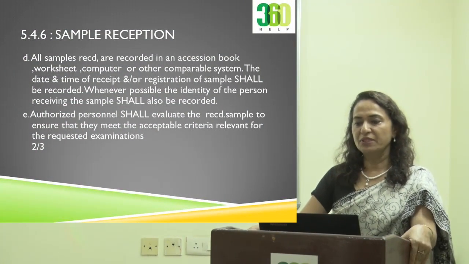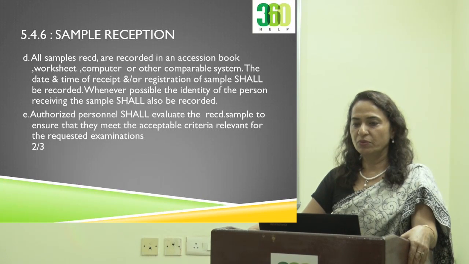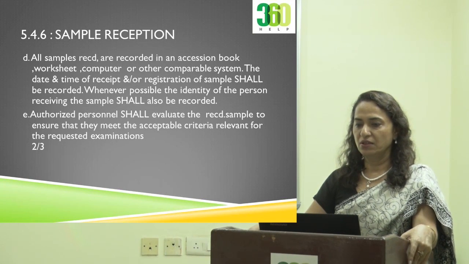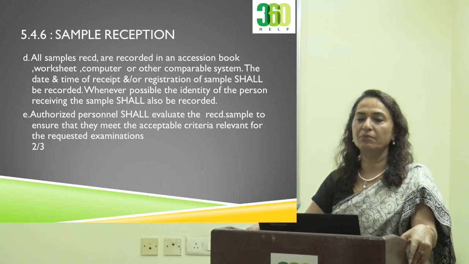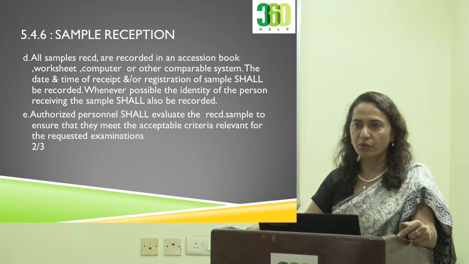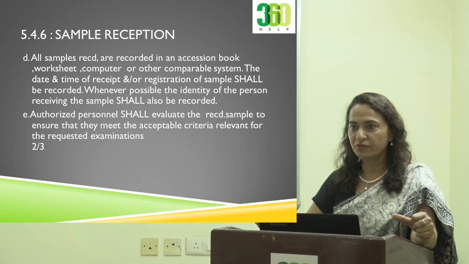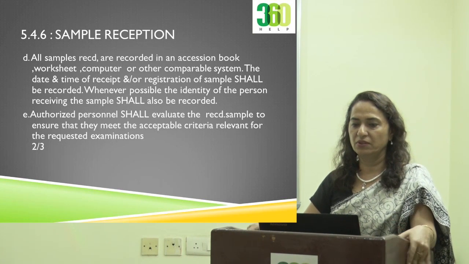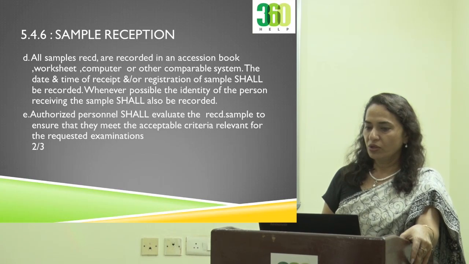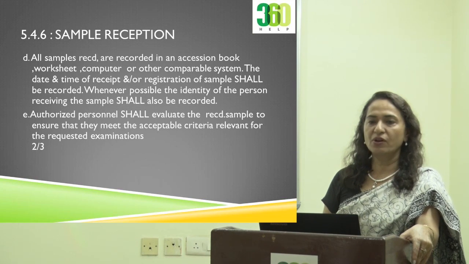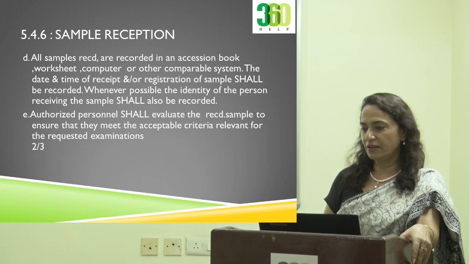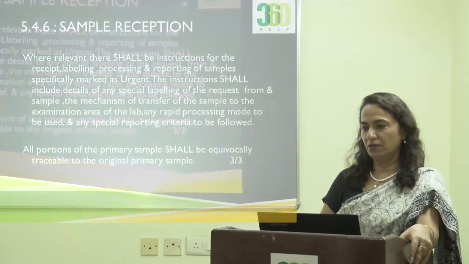Then all samples received are recorded in the accession book, worksheet, computer, whatever your system of accession is. Whenever possible, the identity of the person receiving the sample shall be recorded. The first identity is who has done the phlebotomy. Second identity, who has received the sample. The name of that technician has to be there. Authorized personnel will evaluate for acceptance and rejection criteria, then accordingly samples will be accepted.